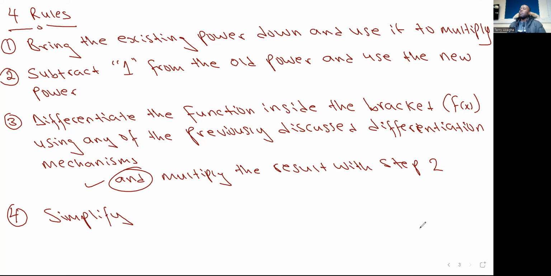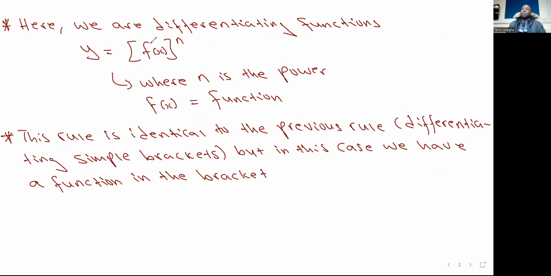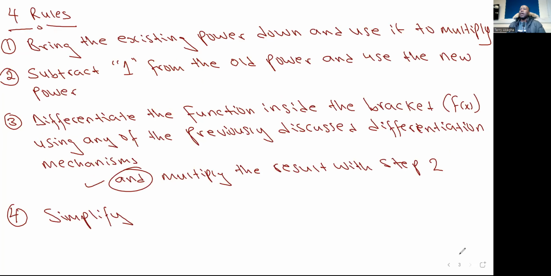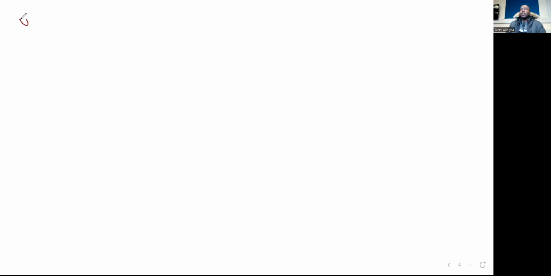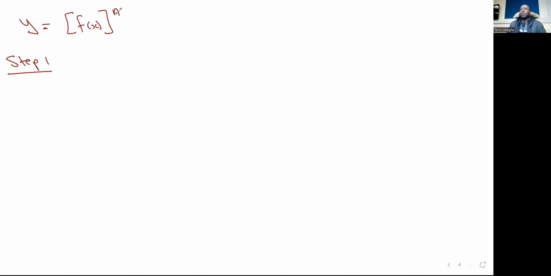Okay, so I'm going to go back. Let me apply it to this f of x first before we pick an example. So let's assume we have y is equal to f of x all raised to the power n. Step 1, as usual, we're told to bring the power down and use it to multiply. So we're going to bring this power down, so y will be equal to n f of x.